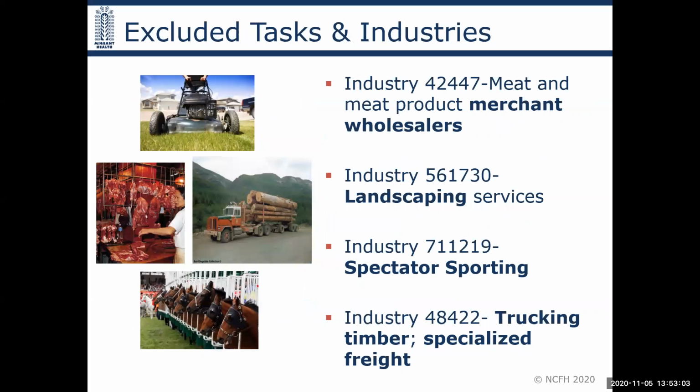And then these are the excluded tasks and industries. So again, these are the NAICS codes for them. So 42447, meat and meat product merchant wholesalers, landscaping services, spectator sporting, and trucking and timber. So tree farming is included, Christmas tree farming, but trucking and timber would not be included.